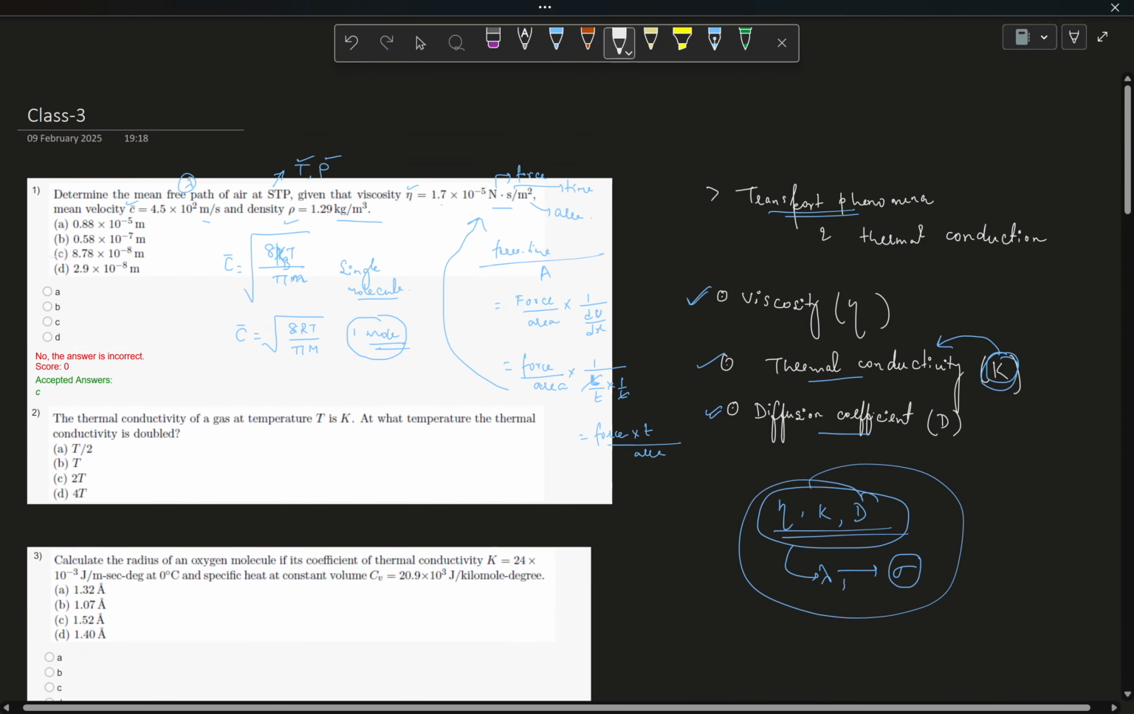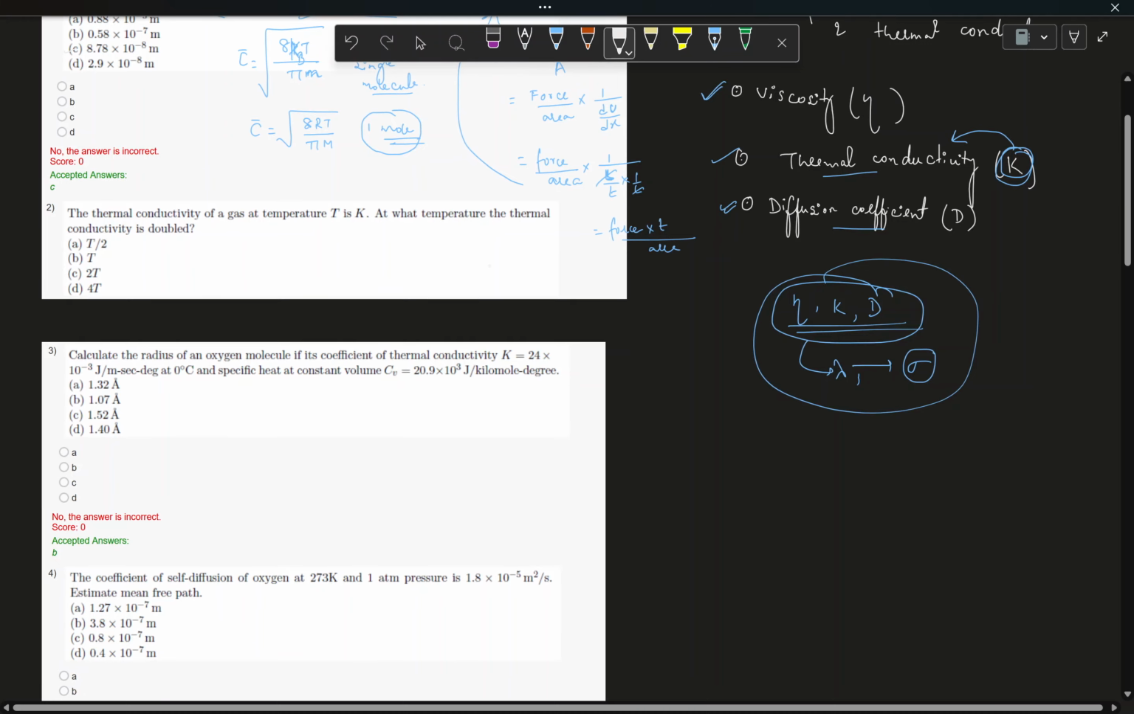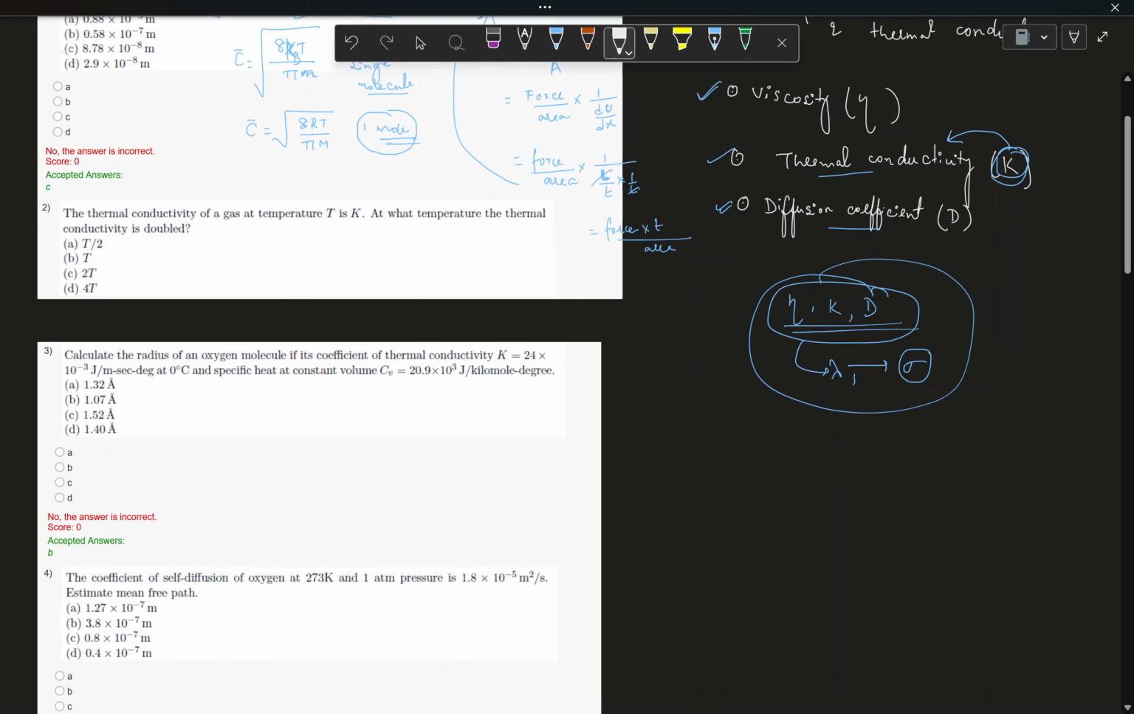So this is done. Then we go to question number 2. It is saying that the thermal conductivity of a gas at a temperature T is K, right? That is the basic symbol of thermal conductivity. And it is asking at what temperature the thermal conductivity is doubled.